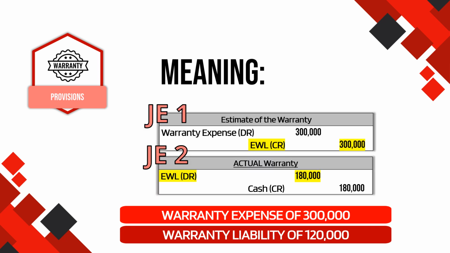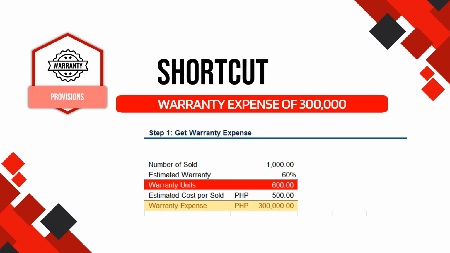So again, I'll teach you a shortcut. But the general idea is, yung warranty expense is tied to the estimate. So kung ano yung probable 60%, so that is the estimate, will represent your warranty expense. And then your warranty liability represents your outstanding. Ano yung difference from your estimate to the actual? Yung outstanding, that would be your EWL. Yung gap will be your EWL.